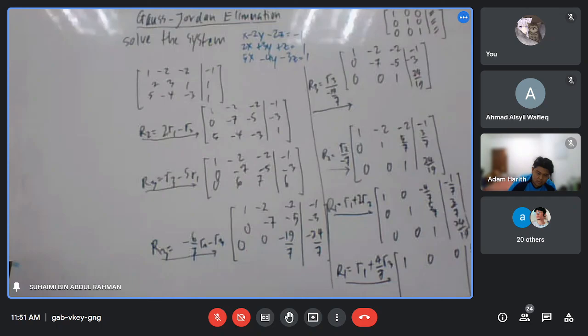Right, try to finish. Where you get the second row here is 0, 1, 5 over 7, 3 over 7, 0, 0, 1, 24 over 19. Try to finish. One more 0 to go.